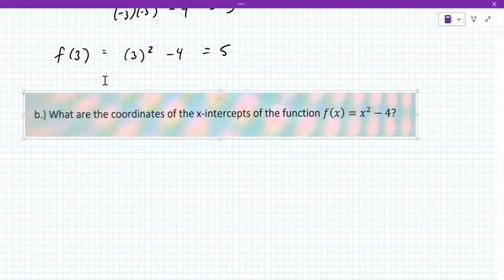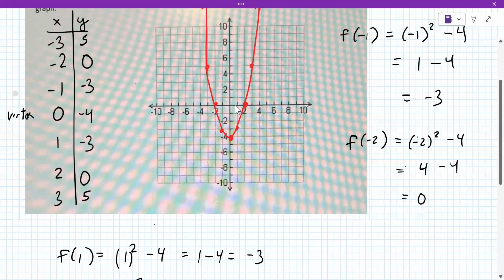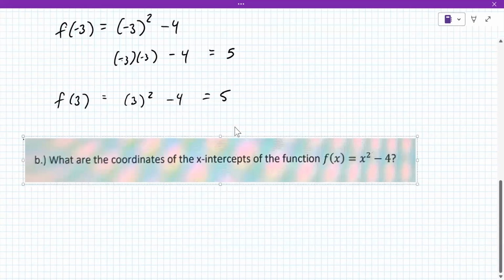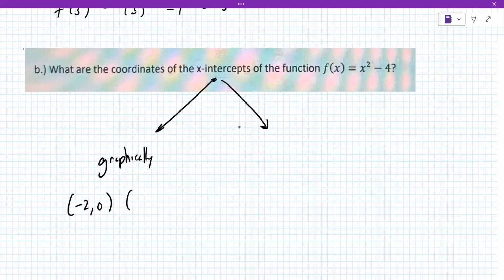Okay. So there are two approaches to think about how to do this. One is to look at the graph. If we go back up to the graph, where does it cross the x-axis? What are the two places that it crosses the x-axis? -2 and 2. Exactly. So you have to decide, am I going to look at this graphically, which is totally okay, it's (-2, 0) and (2, 0), or am I going to do it algebraically? Either way is okay.